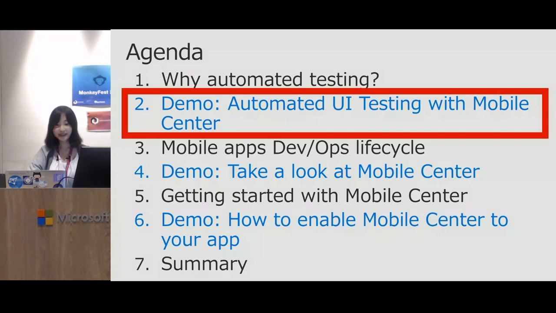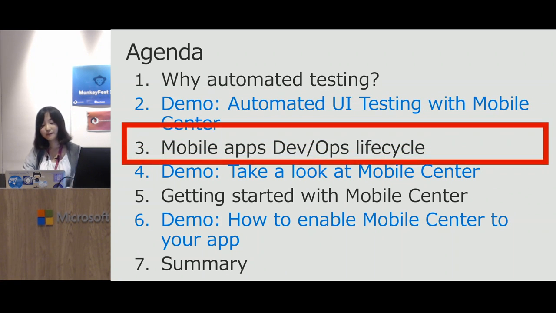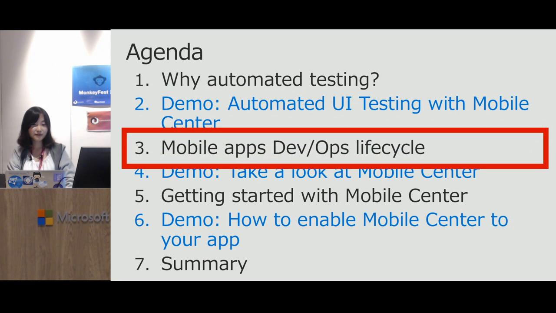So we still have two demos. And so automated UI testing with Mobile Center is done. So let's move on to the mobile app DevOps life cycle.